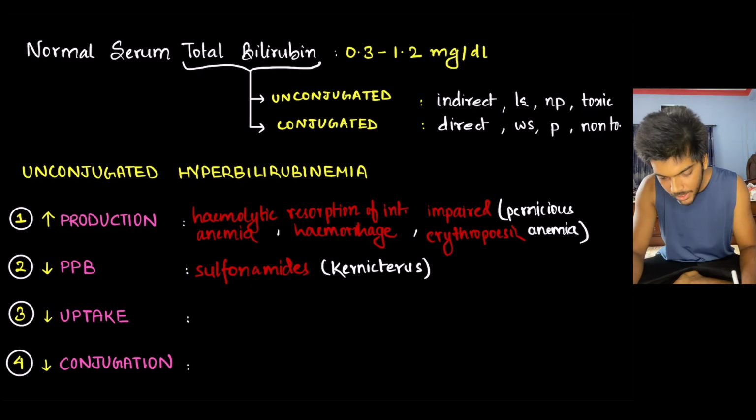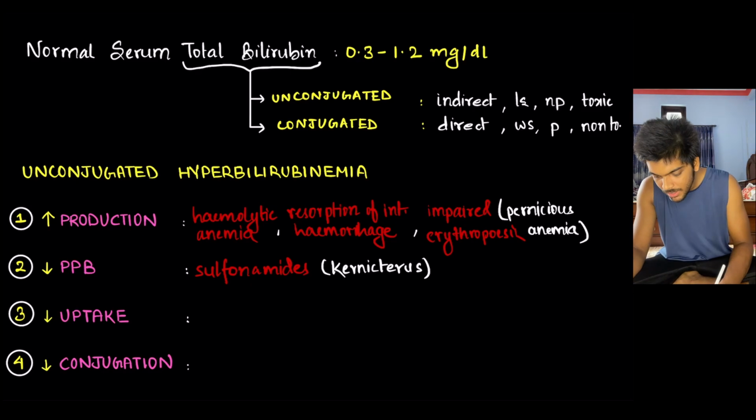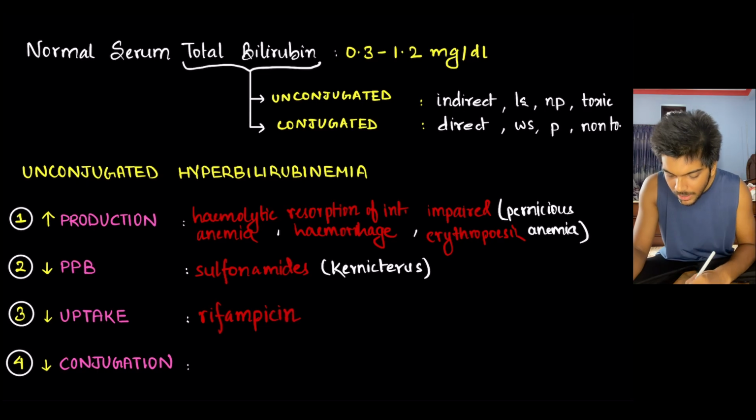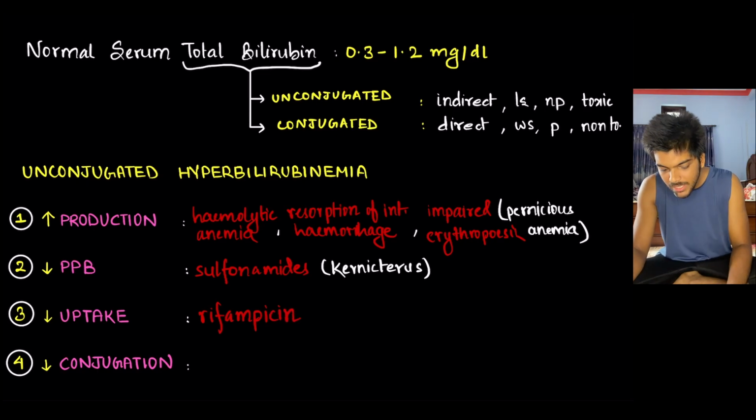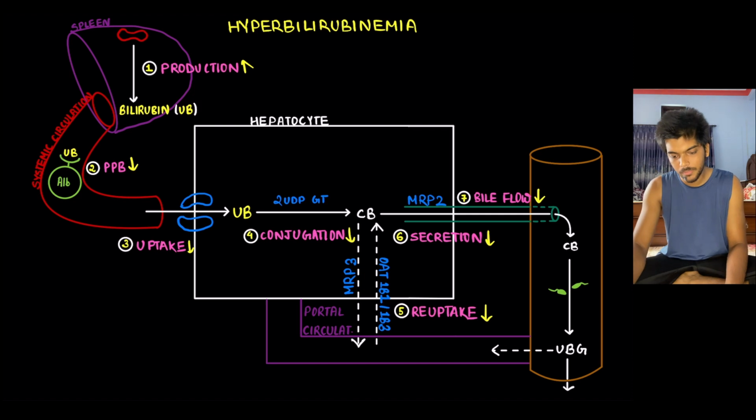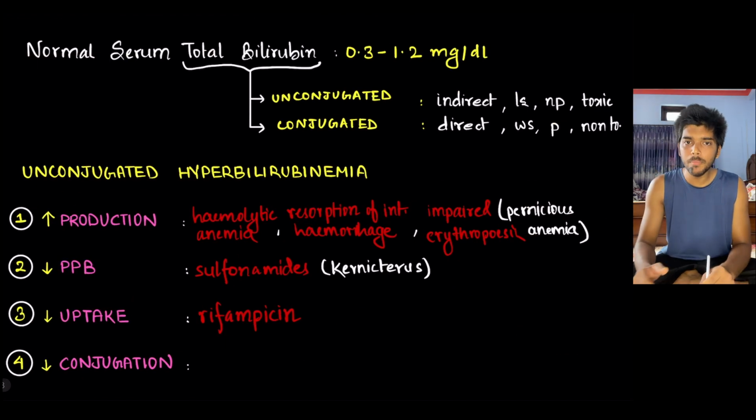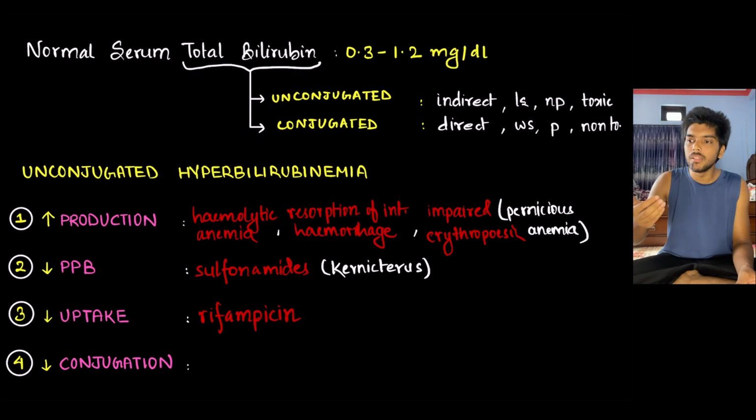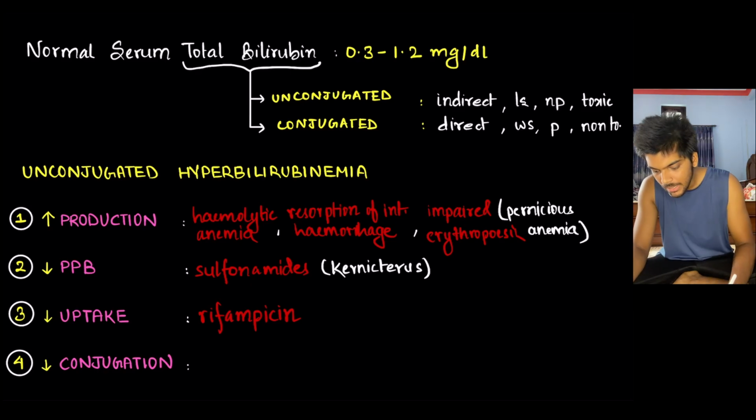All right. Third, reduction in uptake. Another pharmacology, rifampicin drug. Heard of it? Anti-TB drug. Okay. Rifampicin, it inhibits uptake. As a result, unconjugated bilirubin is not taken up by the hepatocyte. That is why mild hyperbilirubinemia is seen in TB patients going through anti-TB therapy or DOTS.